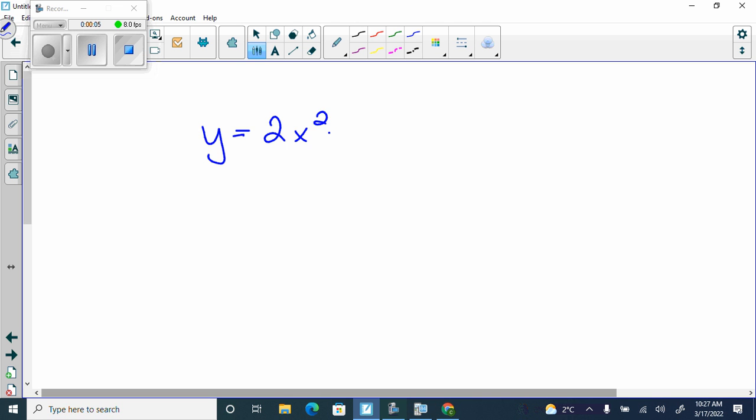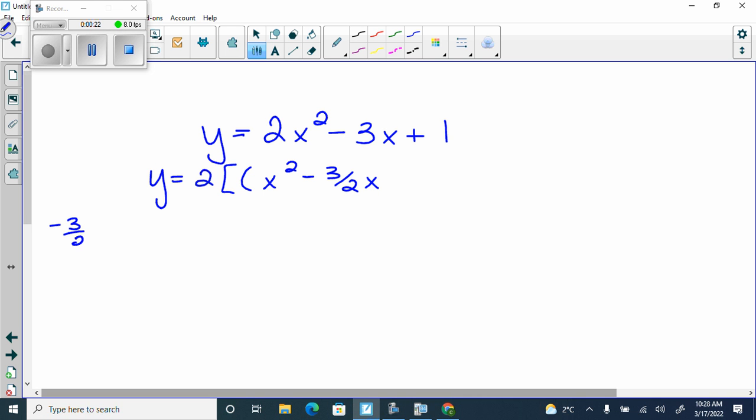2x squared minus 3x plus 1. Let's try again. First time was a disaster. All right. So we have y equals 2 [x squared minus 3 over 2 x], my goodness. Minus 3 over 2 divided by 2 is negative 3 over 4, squared is 9 over 16, which is a totally different number than what I had last.